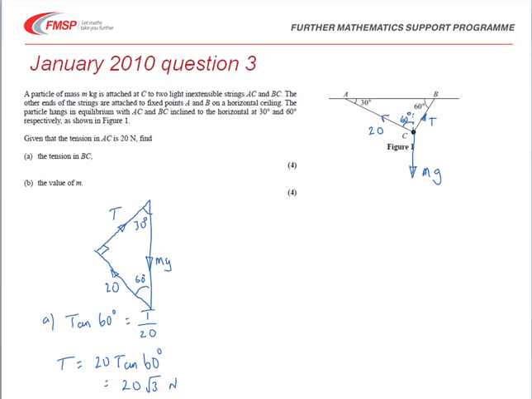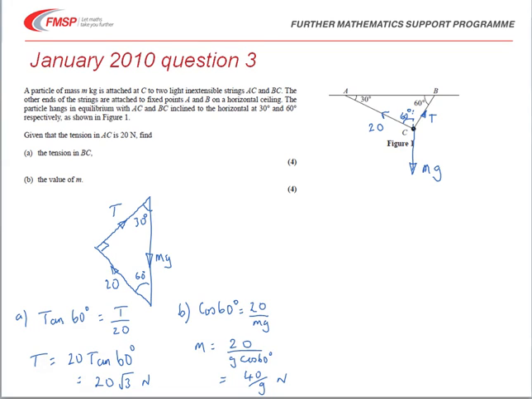Using the same triangle, we can find for part B mg, because the cosine this time of 60 degrees, so cosine 60 degrees is equal to 20 over mg, and so m is equal to 20 divided by g cos 60 degrees, and that is equal to, well, cos 60 is 1/2, so that we've got 40 over g, and it's quite acceptable to leave our values in that fashion.